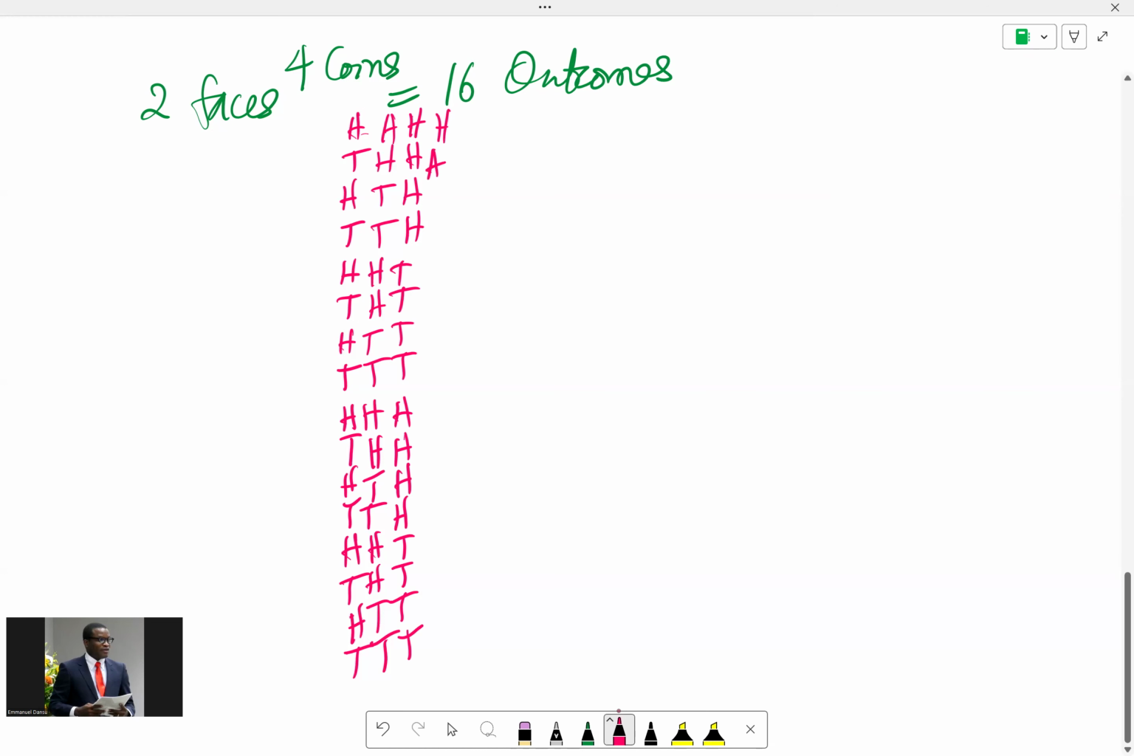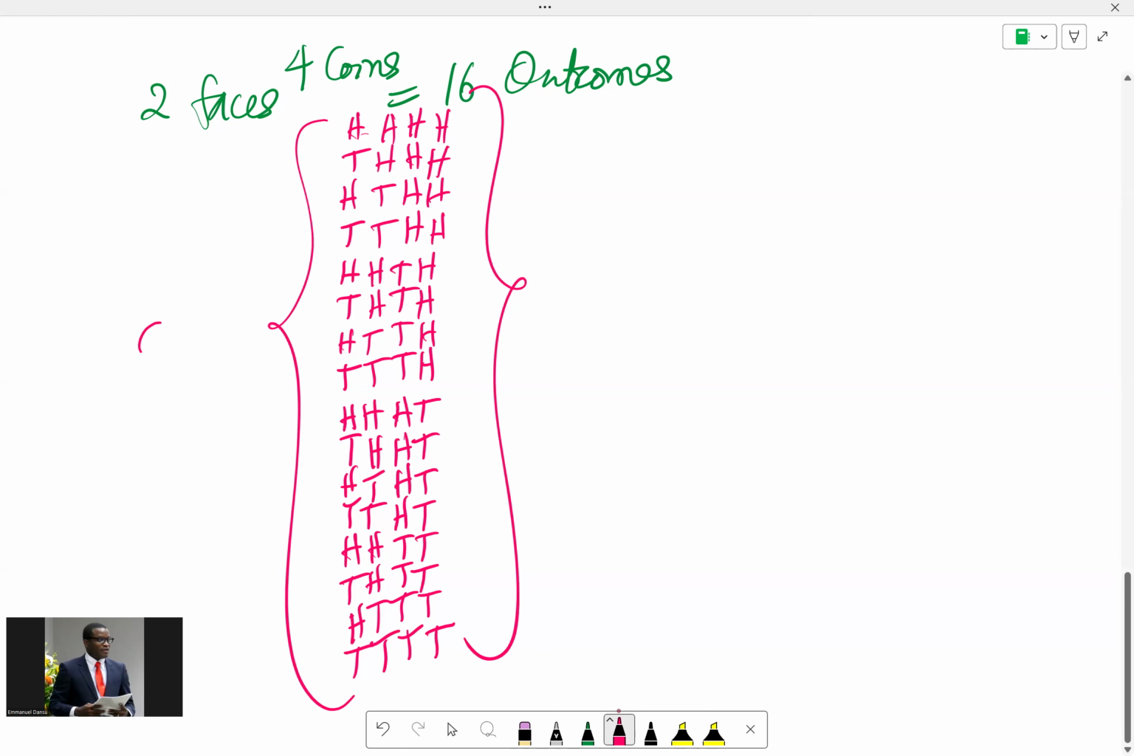So head 8 times, right? That's 1, 2, 3, 4, 5, 6, 7, 8 for head. Then for tail, another 8. 1, 2, 3, 4, 5, 6, 7, and 8. So with this now, you have the sample space when you toss 4 coins or when you toss a coin 4 times.